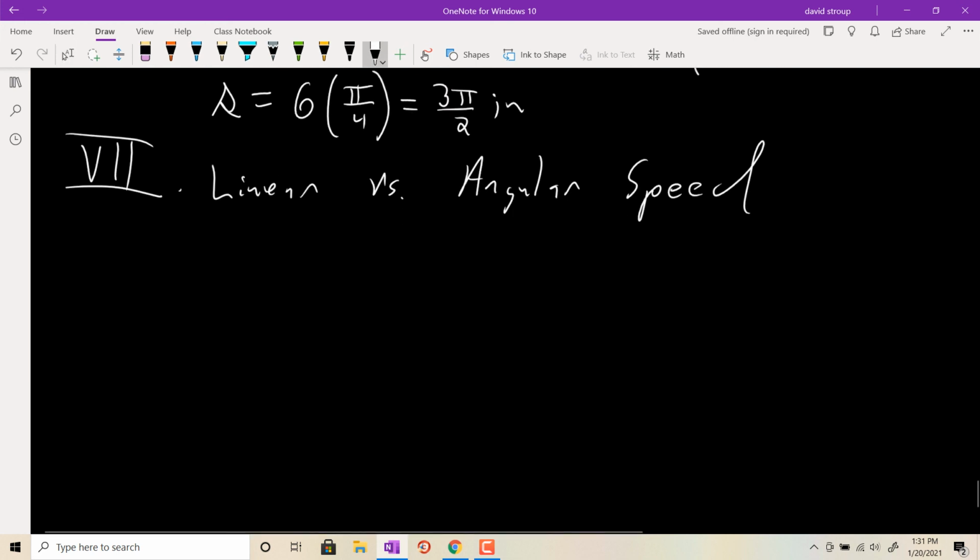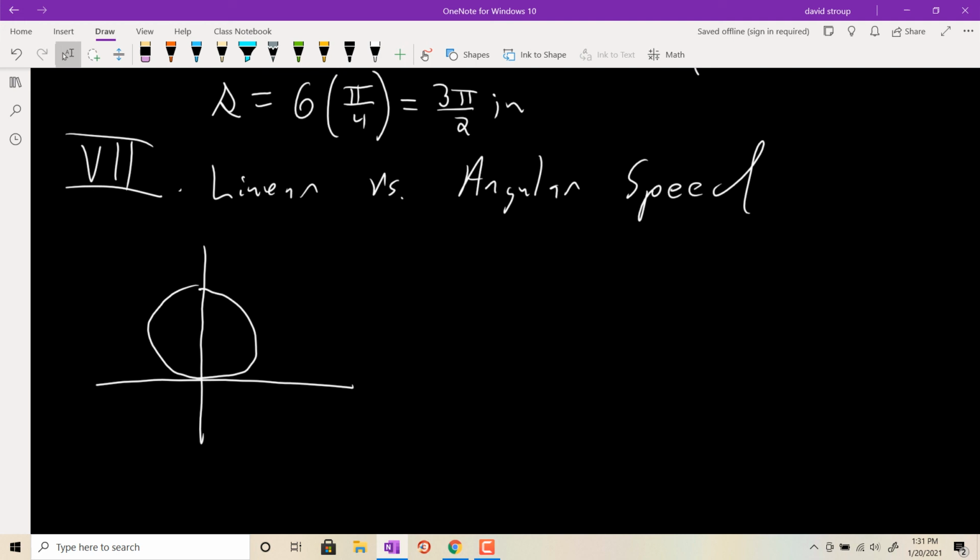The best way I can think of explaining this is using a rolling circle. You have a circle starting here, and then it's rolling down the x-axis. The speed of that going from position 1 to position 2 with respect to some time is the linear speed. The angular speed is the rate at which the angle opens up. Imagine a closed compass sitting right here, and then as it rolls, an angle opens up.